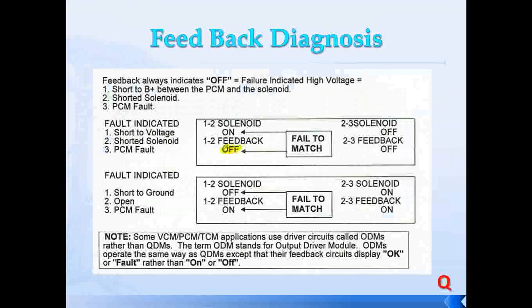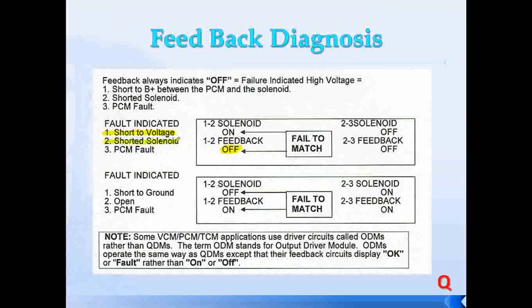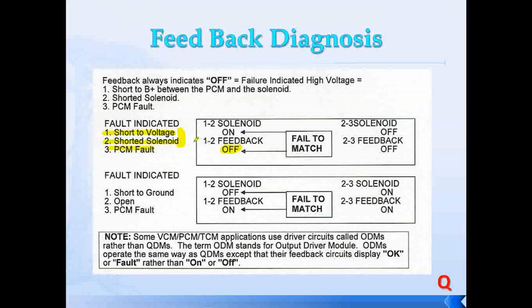So when it says it's off, that means the voltage is high. Well, what would cause the voltage to be high? A short to voltage in the ground side of the solenoid, a shorted solenoid, or like any other failure you'd have in the car, of course, a problem with the controller. These are the two devices or two areas that we typically look at. So right now, they fail to match, so therefore the car has a problem. What problem is it? It's going to be a short to voltage or a shorted solenoid.